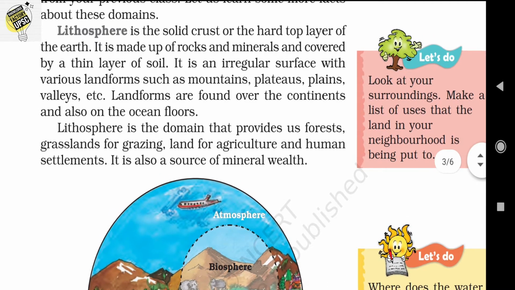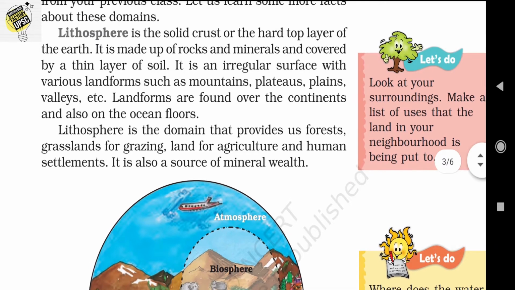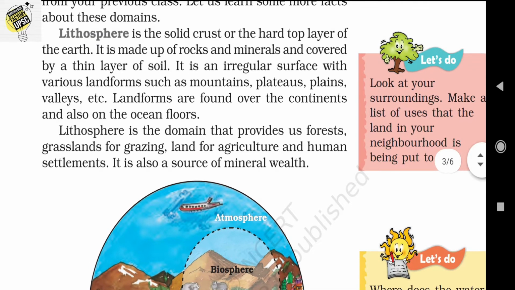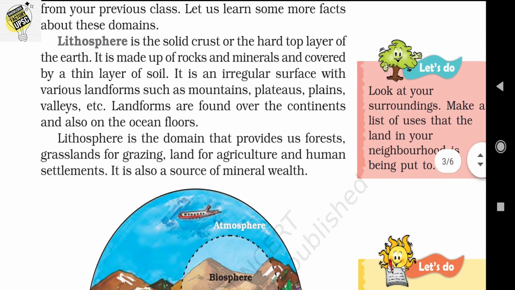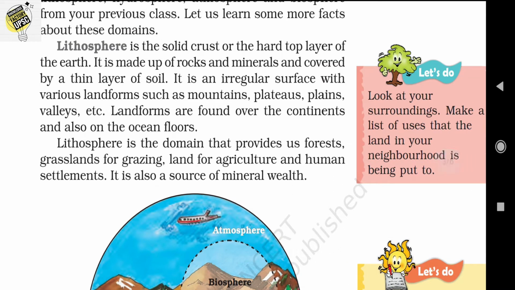Lithosphere is the top layer of the earth which comprises soil. That means the land portion is known as lithosphere. It is an irregular surface covered by a thin layer of soil, and it comprises various landforms such as mountains, plateaus, plains, valleys, etc. The lithosphere is found not only on our continental crust but also on our ocean floors.